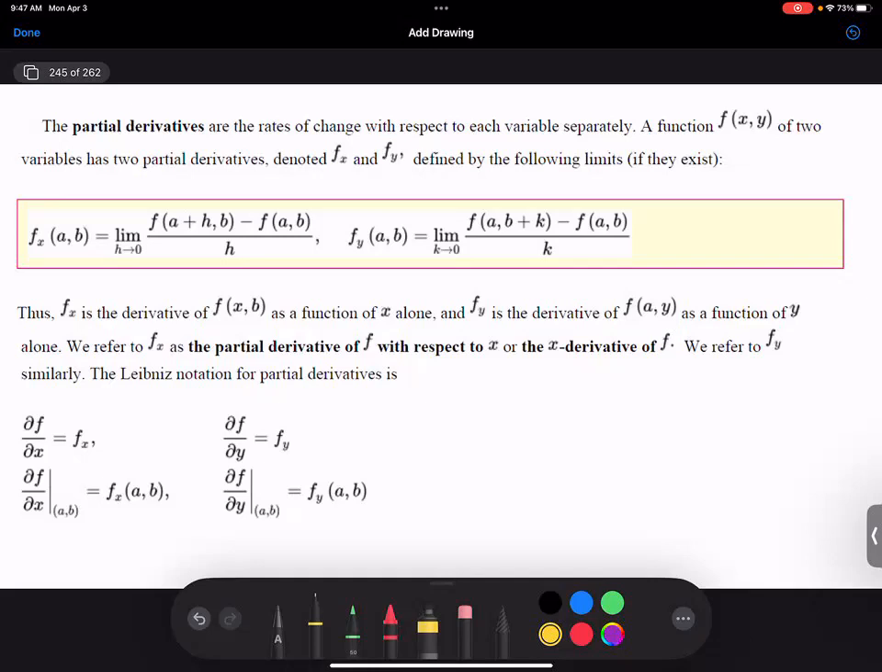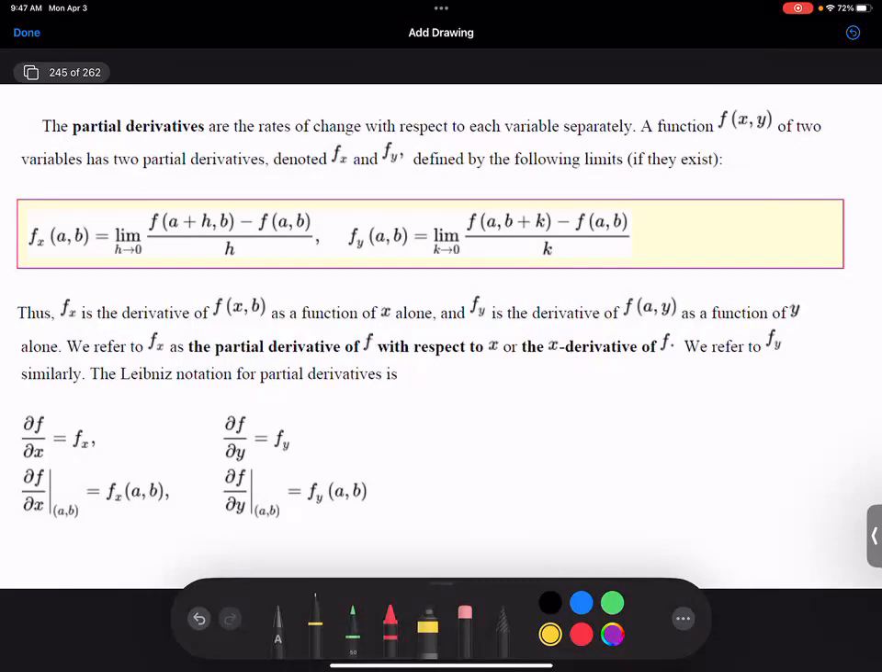We standardize: x is the first variable, y is the second, z is the third, or we use x1, x2, x3. The goal is to be able to quickly look at what's going on. This means take the derivative with respect to the first variable and hold everything else constant. F sub y is take the derivative with respect to the second variable and hold everything else constant.